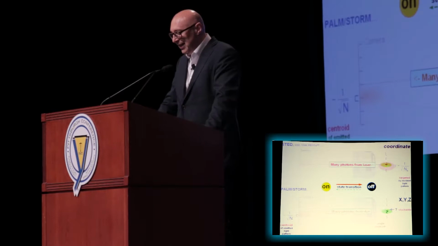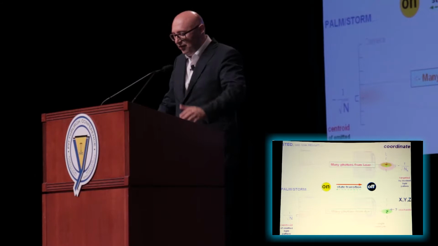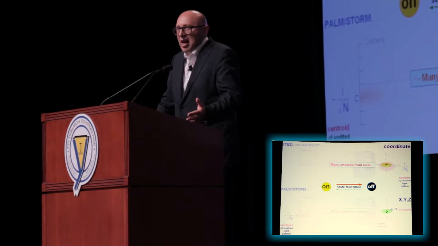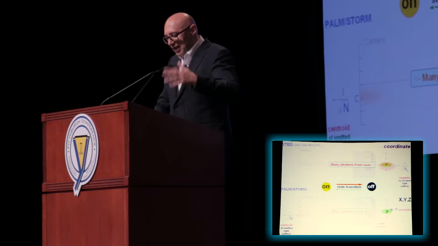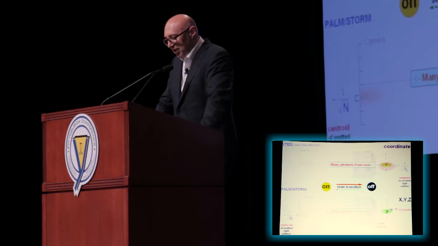But the downside of PALM/STORM clearly is that you need many photons on the camera. So you need N photons, say 100,000, 10,000, or even more, to get a very high precision of the donut. But that's not easily possible, because the photons that come from a dye are usually limited in number, maybe 100, maybe 1,000. The molecule bleaches, or it goes to a long-lived off state, or it blinks, goes on and off, and moves away. And so you don't usually get those high numbers of photons in order to get to a high spatial resolution of, say, 1 nanometer or so.